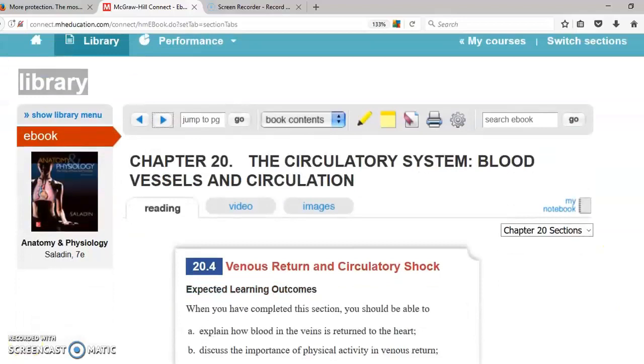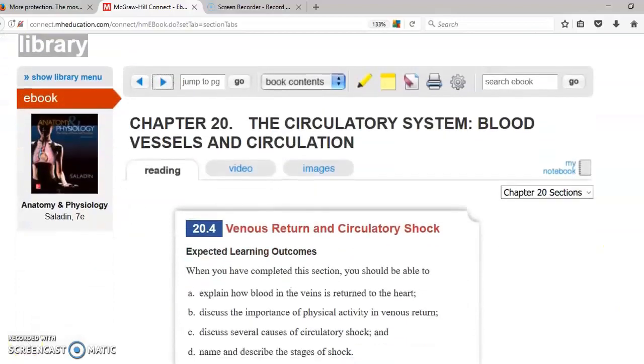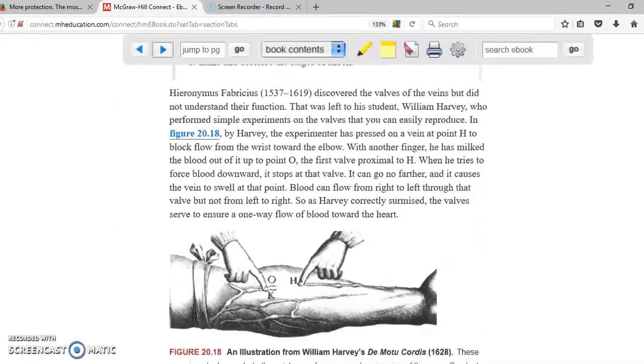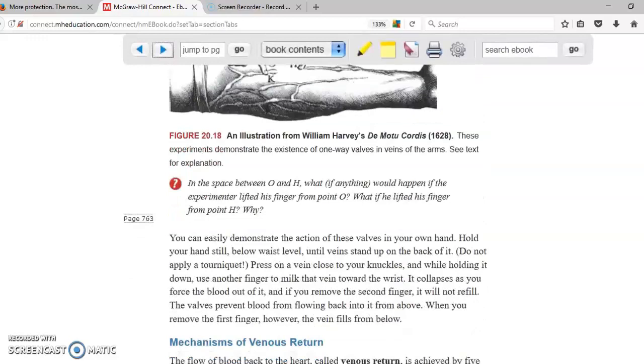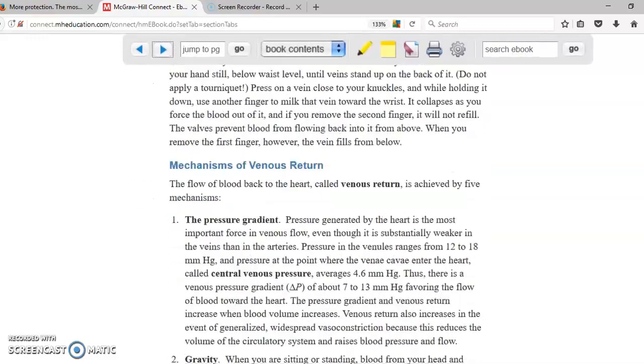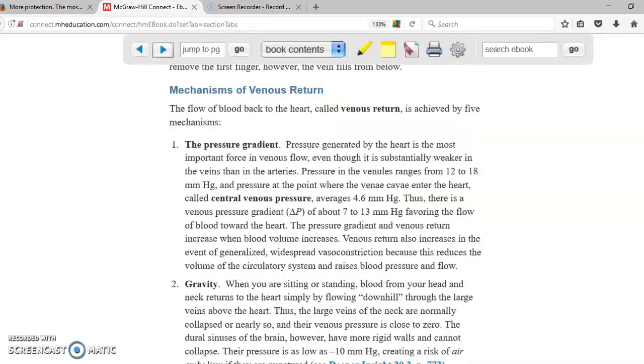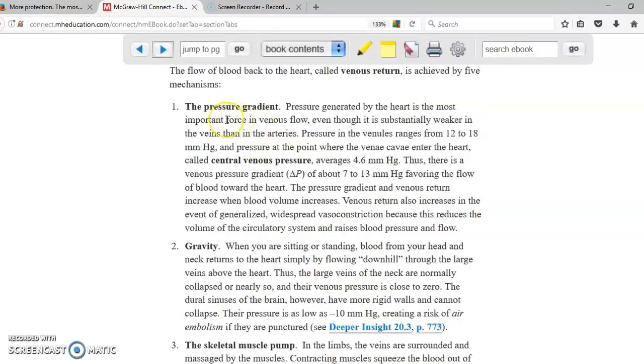Next topic, venous return and circulatory shock. Obviously, circulatory shock is not normal. Venous return, which is the amount of blood that returns into your heart. Mechanisms of venous return. What causes your blood to return to your heart? Well, the very first one is the pressure gradient produced by your heart, right? Your heart pumps with certain force, and that's enough in order for the blood to come back into your heart.